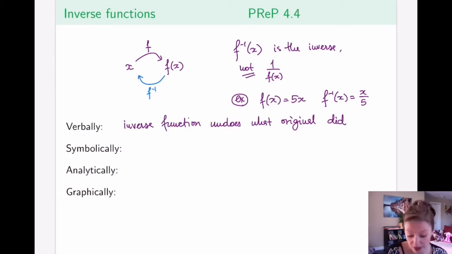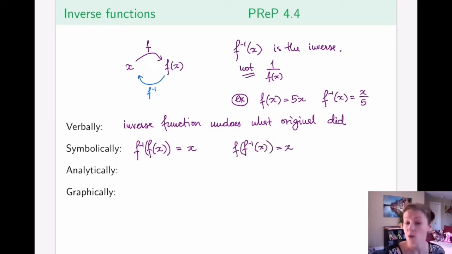Symbolically, we write that as: if I apply my function to x first, and then I apply the inverse, I'm simply going to get my x back. Whatever f did, f inverse undid, and I was able to get my original value of x back. Now, it doesn't matter in what order you apply the functions. So if I apply the inverse first and then the function, I should also get my x back. Both are functions, both can be applied in any order. Analytically, we say that we actually reverse the roles of x and y.